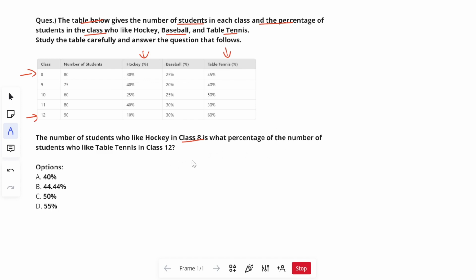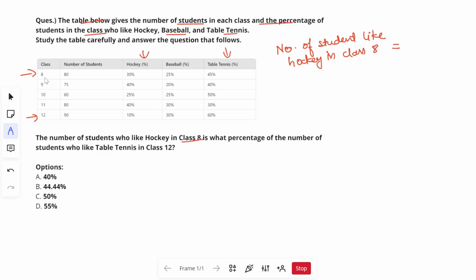So in order to find the ratio which is asked of us, or the relation which is asked of us, the first thing we need to find is the number of students who like hockey in class 8. Let's see how we can find that out.